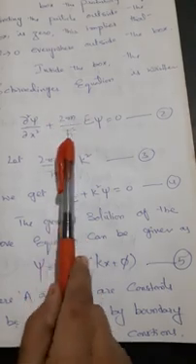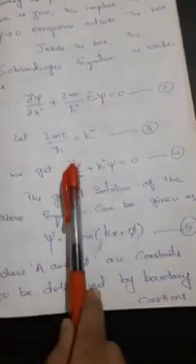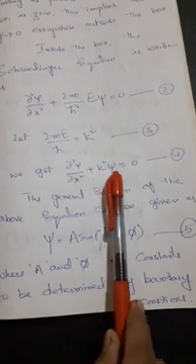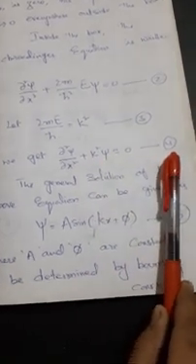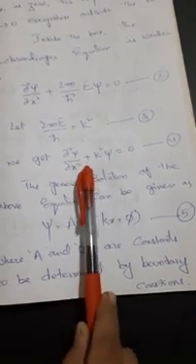For easy simplification, we replace 2mE by h bar square with k square. Let us take this as equation number 3. Substituting the value of k square in the above equation, we get d square psi by dx square plus k square psi is equal to 0. Let us take this as equation number 4. This is a differential equation of second order, and we know the form of its solution.